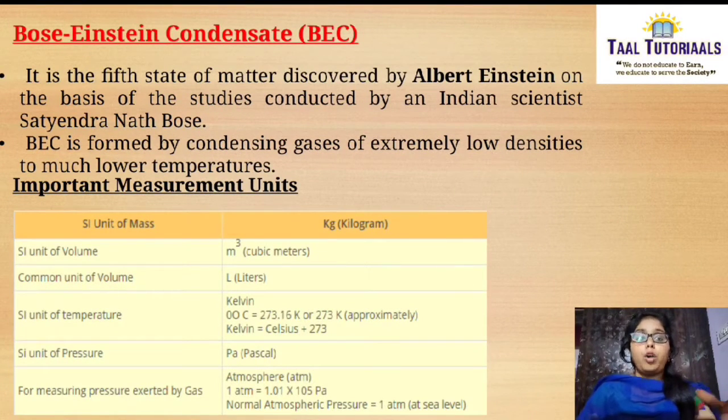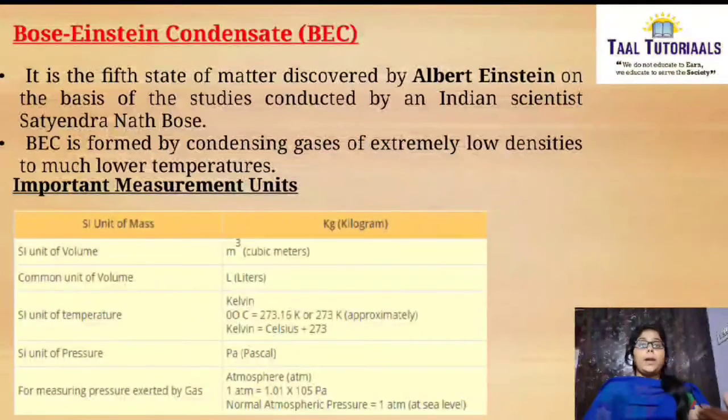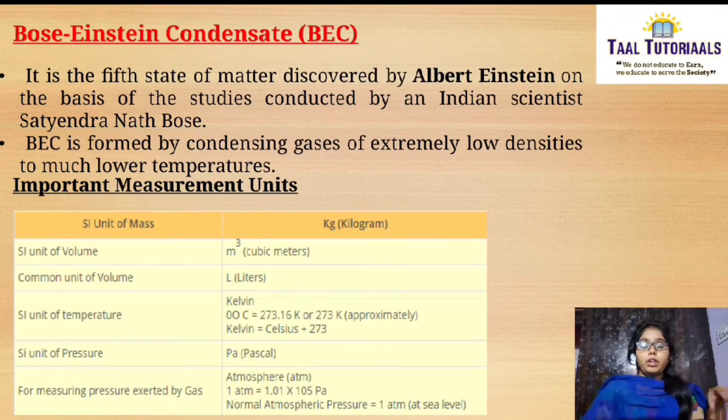Next, important measurement units. Now we'll know about the SI units. First, the SI unit of volume is meter cube, or cubic meters. Then a common unit of volume is liters. Then the SI unit of temperature is Kelvin. And the SI unit of pressure is Pascal. For measuring pressure exerted by gas, normal atmospheric pressure is equal to 1 atm at sea level. This is about the important measurement units.